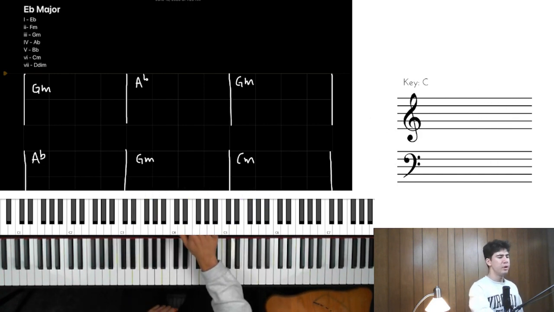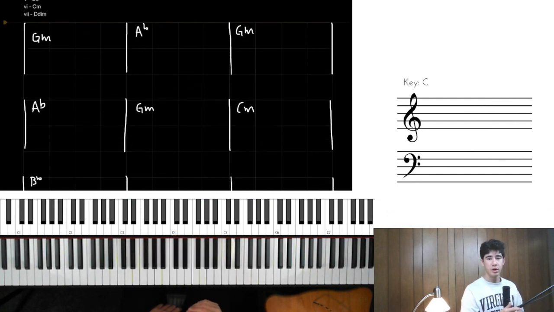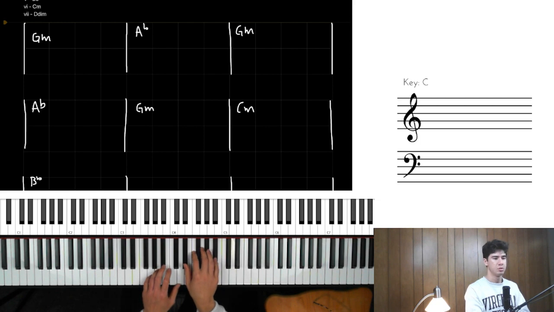All right, now I've written out the basic structure of what I actually just played. This is what the piece sounds like. This is what the bridge sounds like without any extensions or additional features.